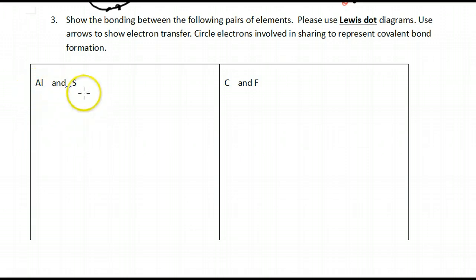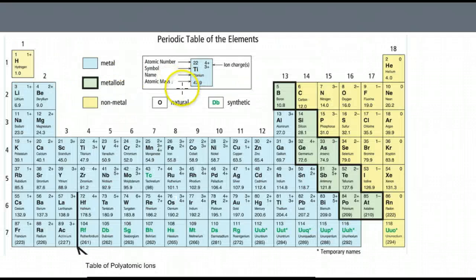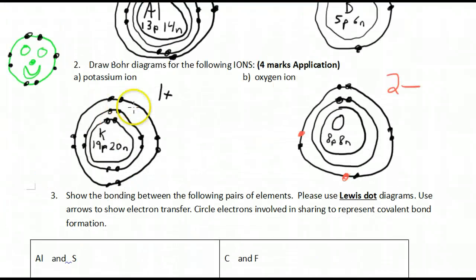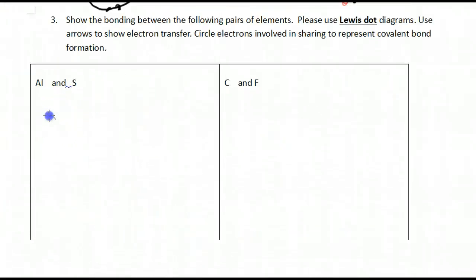So here we have aluminum and sulfur, so let's go look at them. So aluminum is a metal, so it's going to be an ionic compound, and for the Lewis dot diagram, it's going to have 1, 2, 3 valence electrons. So it has a charge of +3, and you know that because it's in group 13, so it has 3 electrons. Sulfur is in group 16, so it's going to have 6 valence electrons. So aluminum 3, sulfur 6. So let's go and write these Bohr diagrams right now.